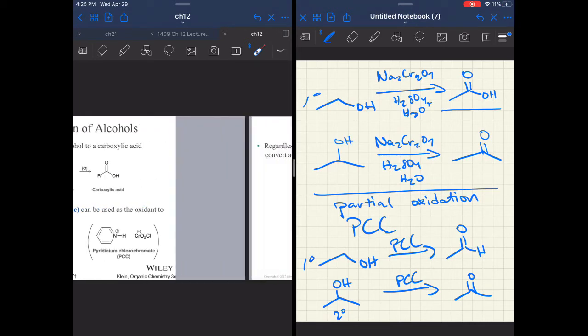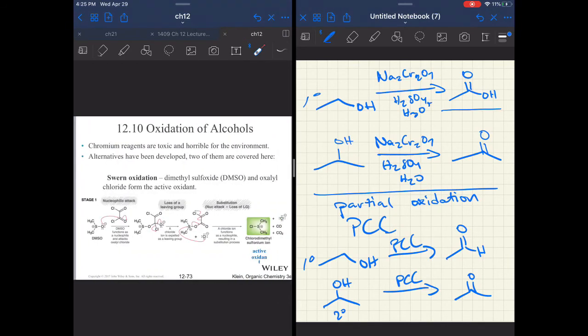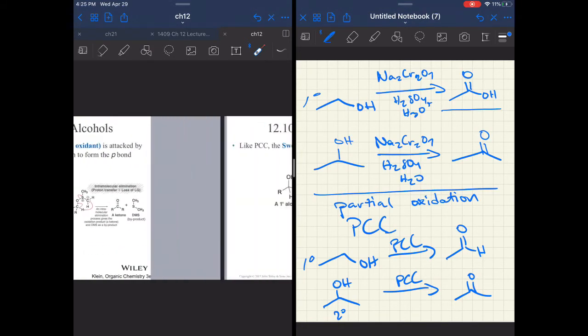Tertiary alcohols will not react with any of these. All right, so you can see a secondary alcohol right here, no matter which direction we go. Full oxidation, partial oxidation, that's as much as it can oxidize. We are not going to cover the Swern oxidation, so you can skip that last little bit.